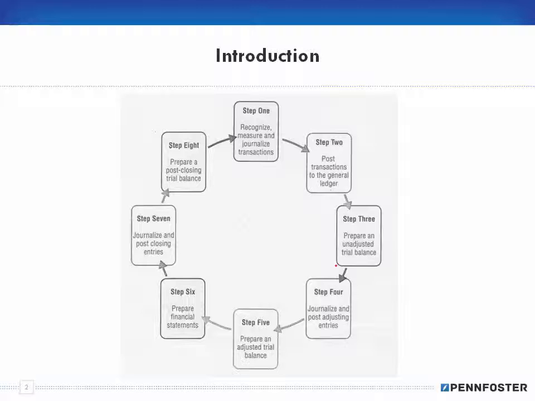So where we had left off in the previous video was we had made adjusting journal entries, correcting entries to correct any mistakes, and adjusting entries to adjust accounts so that we have the correct balances in the accounts. And we posted those entries to our general ledger accounts, and we created a new adjusted trial balance. Okay, so that's where we had left off, but the next step in the process here is step 6, which is creating our financial statements from the adjusted trial balance.